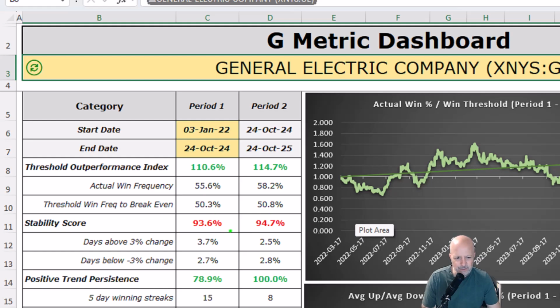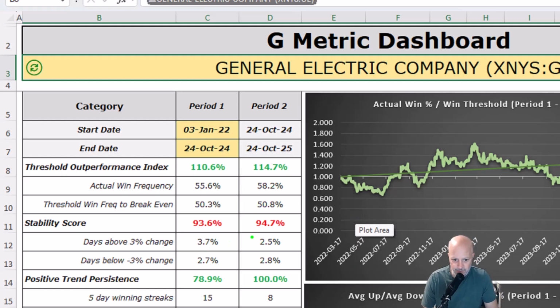The next one is a version you've probably seen in many different places, about how you're measuring stability. For me, I look at whether a stock goes up over 3% or goes down more than 3%, and I see what percent of the days either of those situations happens. For period 1 for General Electric, it was above a 3% change 3.7% of the time, and below a negative 3% change 2.7% of the time. To get this stability score, I take 100% and subtract the total of these two percentages, giving me a score of 93.6% of the time that it's within plus or minus 3% change.